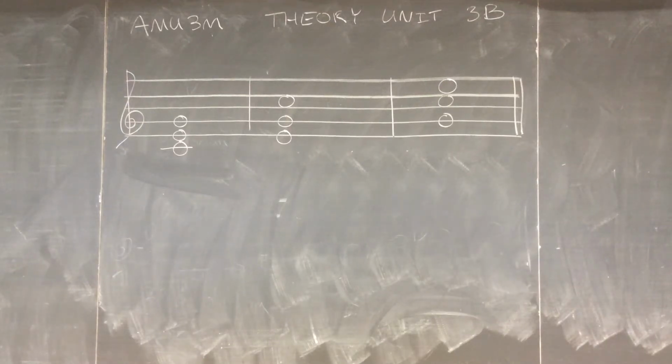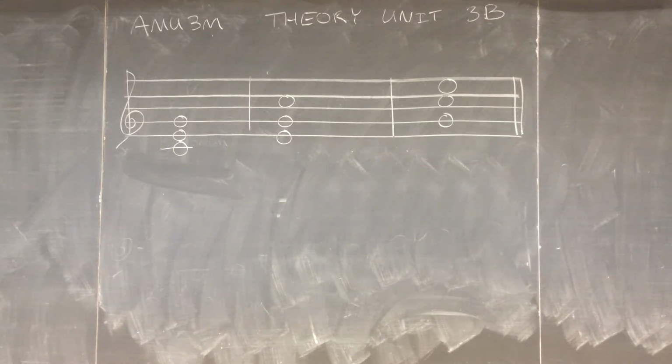Hey everybody, this is the grade 11 theory lesson, unit 3B, and today's topic is triad inversions, and we're going to learn about figured bass notation. In the previous lesson we learned about triads, the different variations that exist: major, minor, diminished, and augmented triads. Today we're going to look at the inversions of what those triads can also be, so not always in root position.